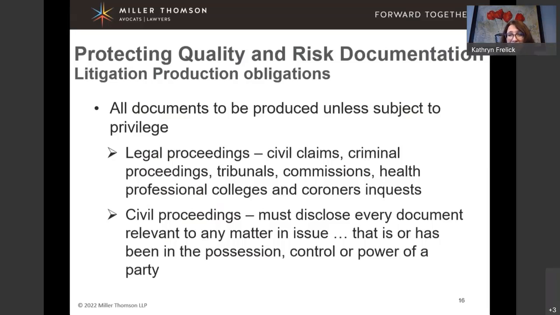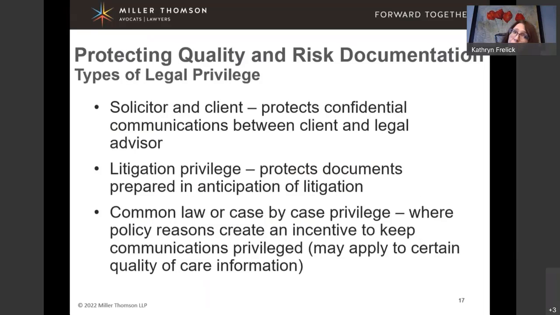For litigation, just to give you a sense of what the general obligation is for production of documents in a civil lawsuit, for civil proceedings, you must disclose every document relevant to any matter and issue that is or has been in the possession, control, or power of a party. And the only exception to this is if it's subject to legal privilege. There are three types of legal privilege that we rely on.